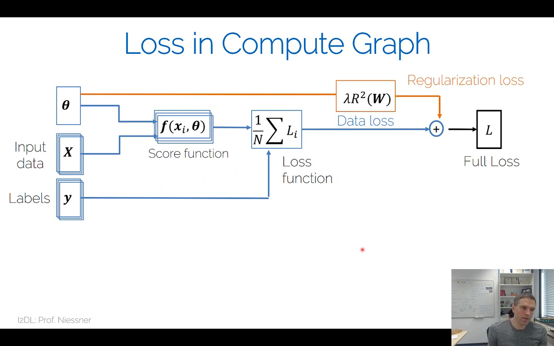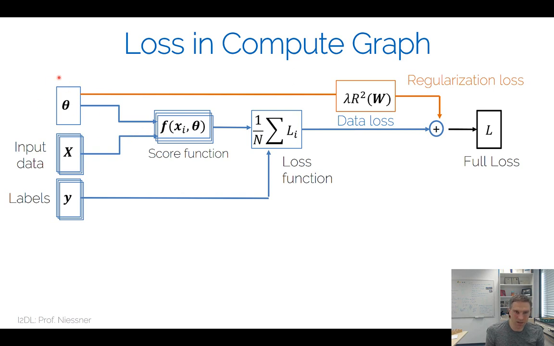So this is our compute graph. We have our input data, we have our labels, and we have our network parameters theta. Based on theta and x, we're going to get our scores. Again, this could be a one-layer thing or a many, many n-layer thing. We have I training samples. The reason this slide is designed like this is that we have many inputs and many labels, so we run this function many, many times.